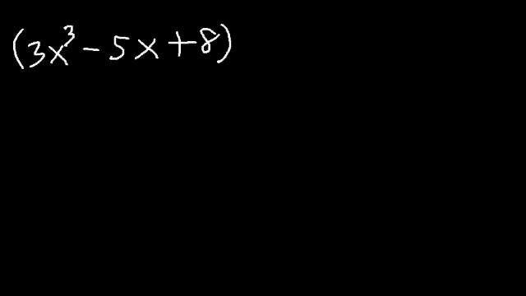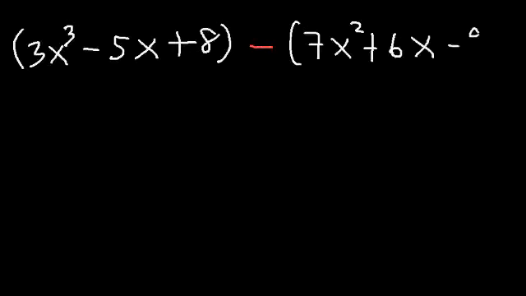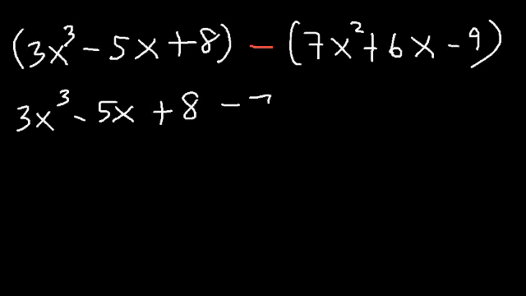So here's another problem that we could work on. 3x cubed minus 5x plus 8 minus 7x squared plus 6x minus 9. So let's distribute the negative sign, just like we did before. So the first three terms will remain the same, and then we'll have negative 7x squared minus 6x plus 9. So now let's go ahead and combine like terms.